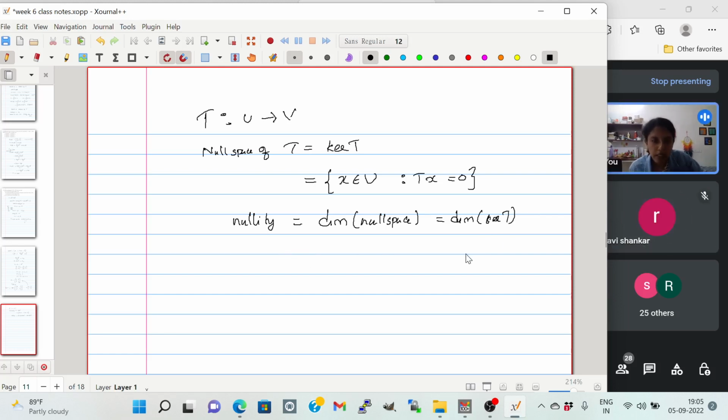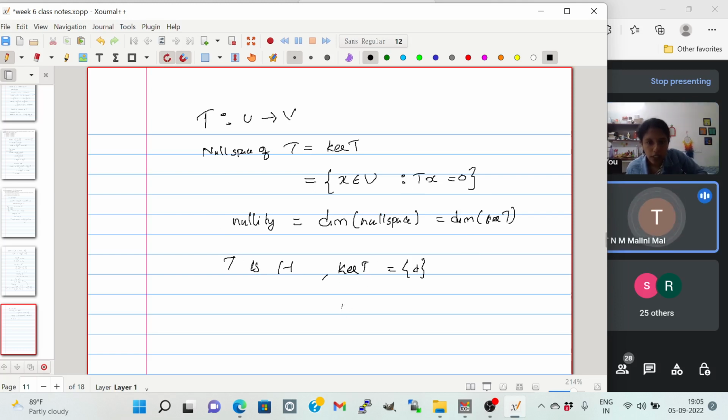Yes, for a 1-1 map it is just 0. If T is 1-1, the kernel of T will be just the 0 element. So nullity of T is the dimension of kernel of T. For the 0 space it is 0. Okay. Clear?